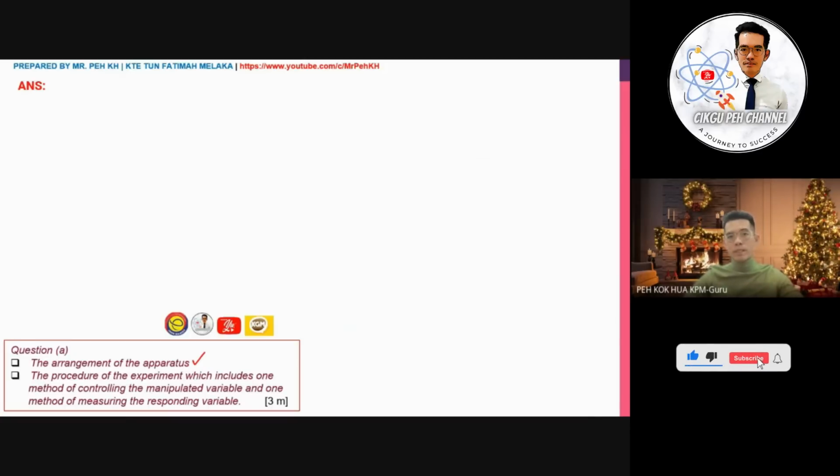So there will be 2 circuits here. The series circuit will connect all the electrical components besides the voltmeter. So the voltmeter will be connected in parallel to the circuit. Okay, so the procedure will need to include the MV and RV as requested by the question here.